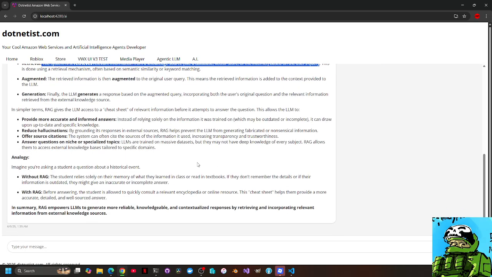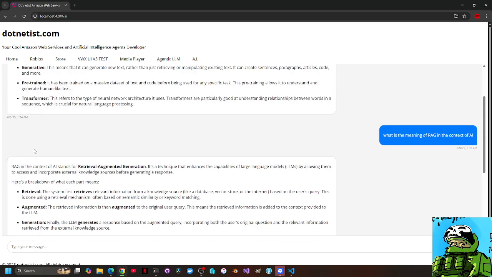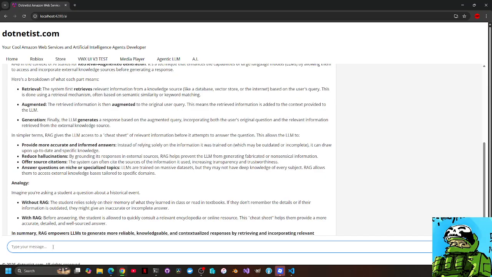Okay, so I believe this is what DeepSeek is using. They're using the RAG technique. Am I right that DeepSeek is using the RAG technique?